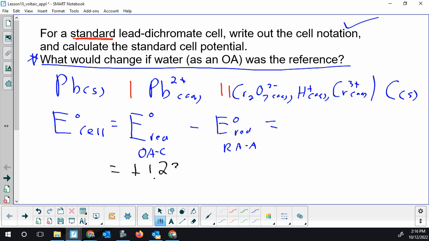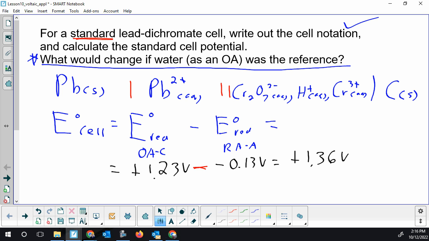It's 1.23 volts positive. I'm going to switch to a different color for my subtraction. And then the reduction potential of the reducing agent was negative itself. So we end up with a subtract negative and then a negative number. So when you correctly do that math, you get a positive 1.36 volts.